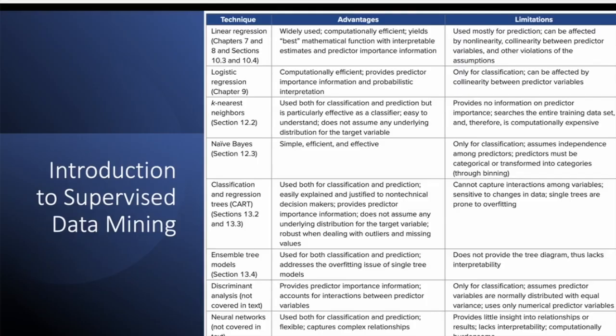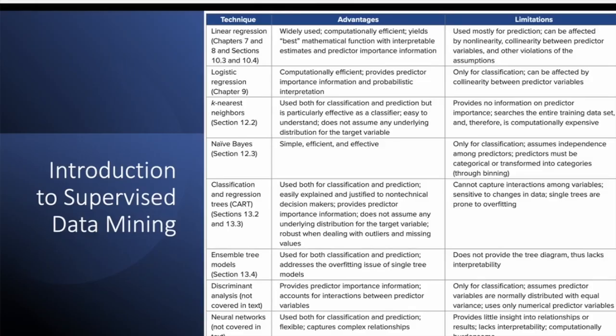Single trees are prone to overfitting. That's why we use ensemble tree models, because we have overfitting problems with CART. We use the ensemble tree models to enhance what CART has done. So the ensemble tree is used for both again, and it addresses the overfitting issues of single tree models. But the problem with the ensemble tree is that it lacks interpretability. It's hard to interpret, and it doesn't give a visual representation of the trees.